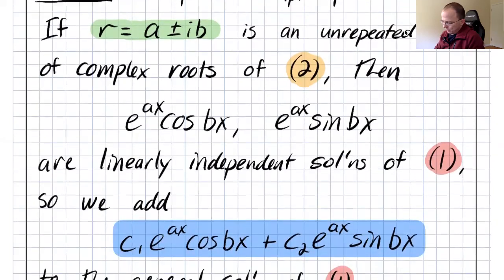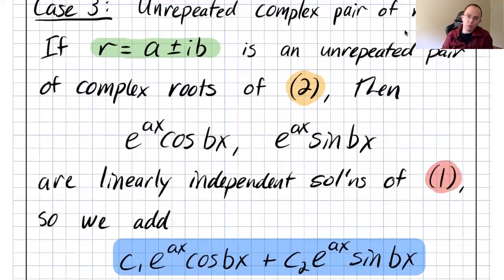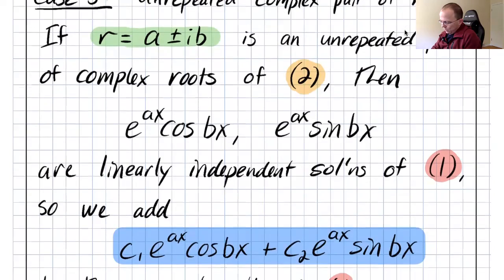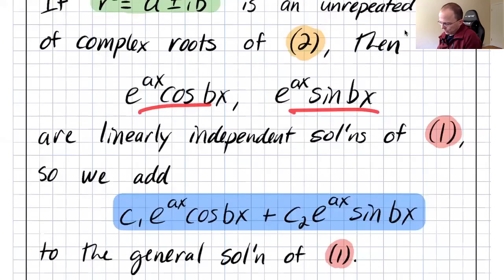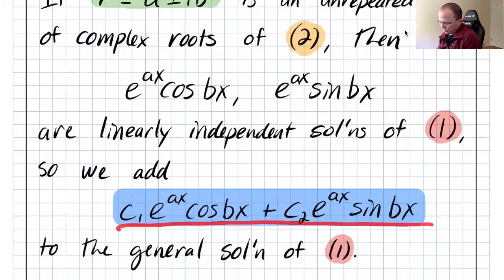These are also going to be linearly independent with other possible functions like e to the rx and x to the k, e to the rx, and so on. So these are going to be linearly independent with all those other functions that we're getting from other roots. That means we just need to add a linear combination of these two functions to our general solution. So here's a linear combination of those two functions.